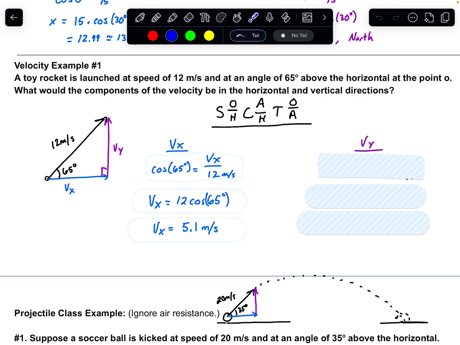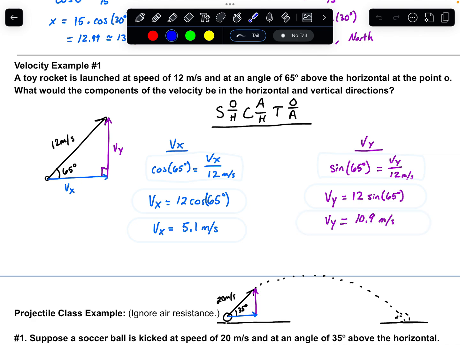We'll do the same thing in y, where we're going to use the component of our 12, but only the vertical component. So I'm going to use the opposite side, so I'll have sine as my trig function. The sine of the angle is equal to the opposite side over the hypotenuse. That becomes 12 times the sine of 65, and I end up with about 10.9 meters per second.